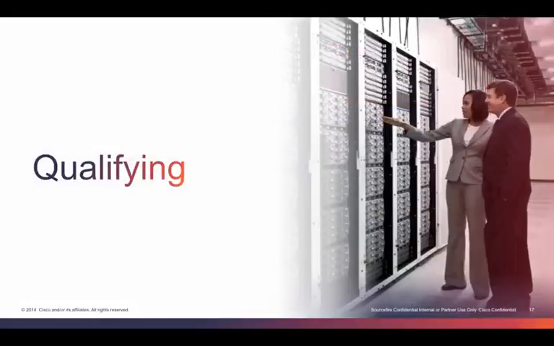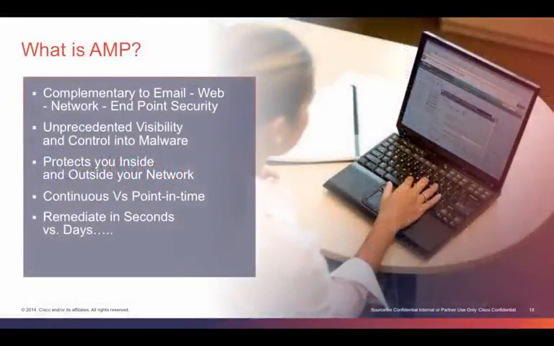So when we're qualifying an opportunity, we need to understand what AMP does and what AMP doesn't do. First and foremost, we're a complementary solution. We're complementary to the email and web technologies in the content security space. We're complementary to the next gen IPS within the SourceFire catalog. And we're complementary to the existing endpoint security products that are out there. So if a customer already has an antivirus solution on their machines, we're not going to replace it. We're actually going to make it look better by giving them more visibility.